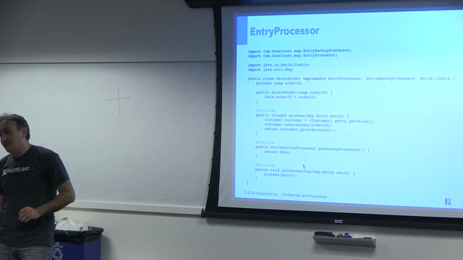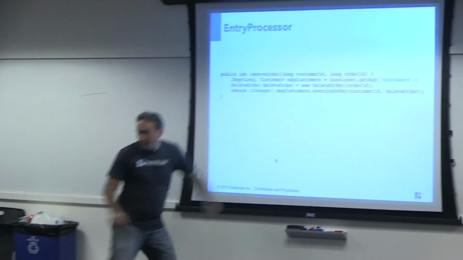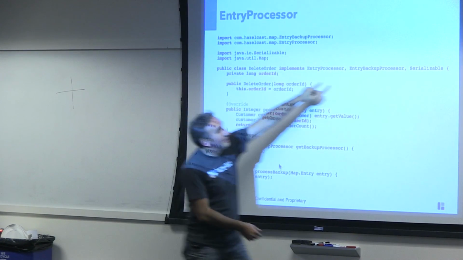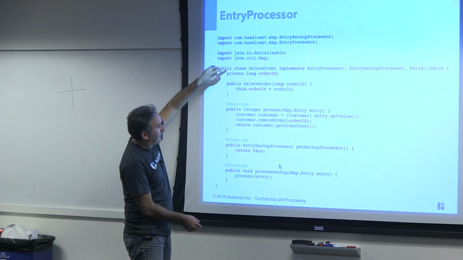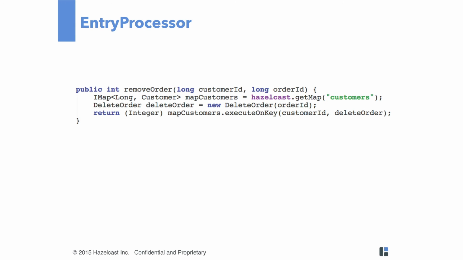Did I miss how this piece of computation got to where the data is? Okay, so I'll tell you. First, you already implemented this entry processor, which is serializable and all that. When you call it, you say, hey, give me the map. Here's my delete order entry processor. Hazelcast, execute this on the key. So it does the lookup, sends it, and then runs there. So that's the entire thing.